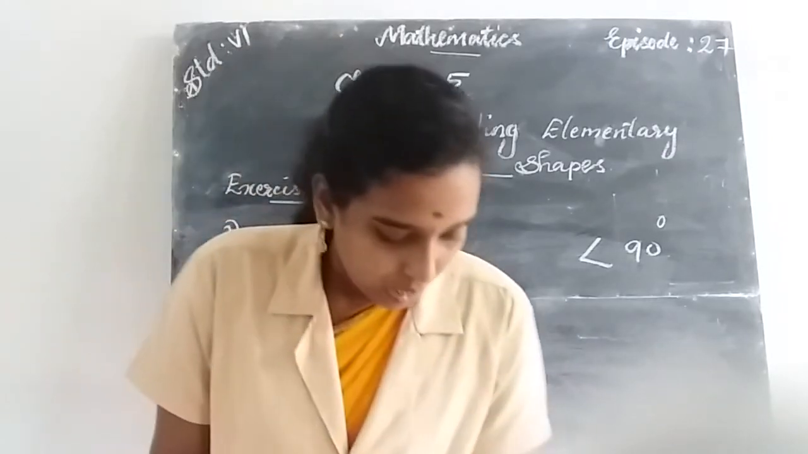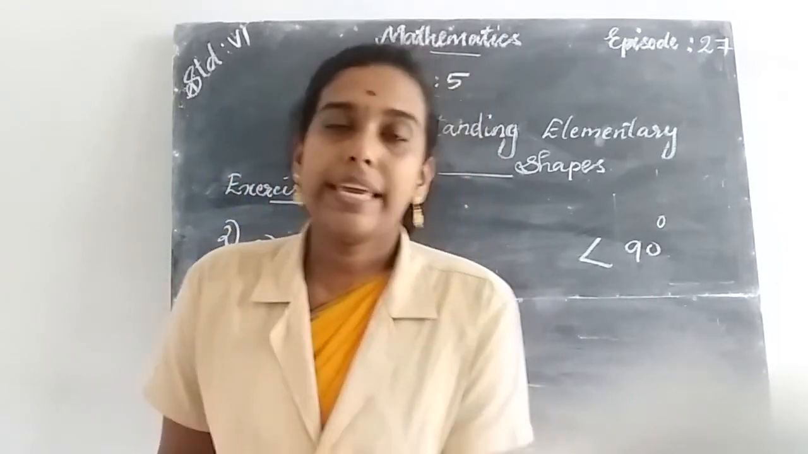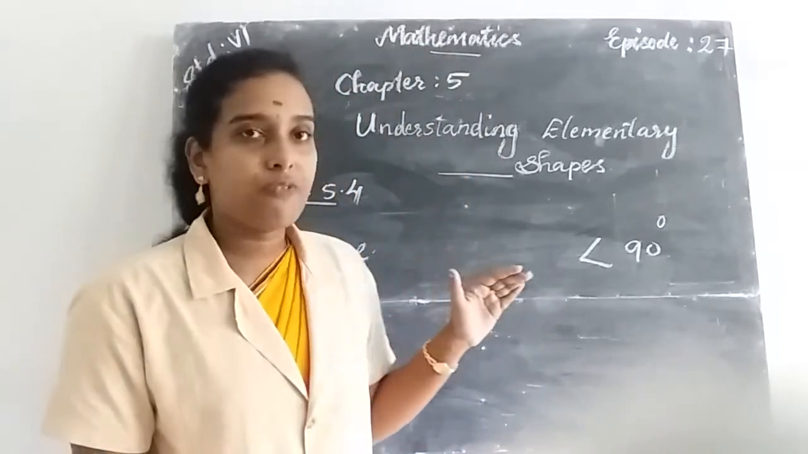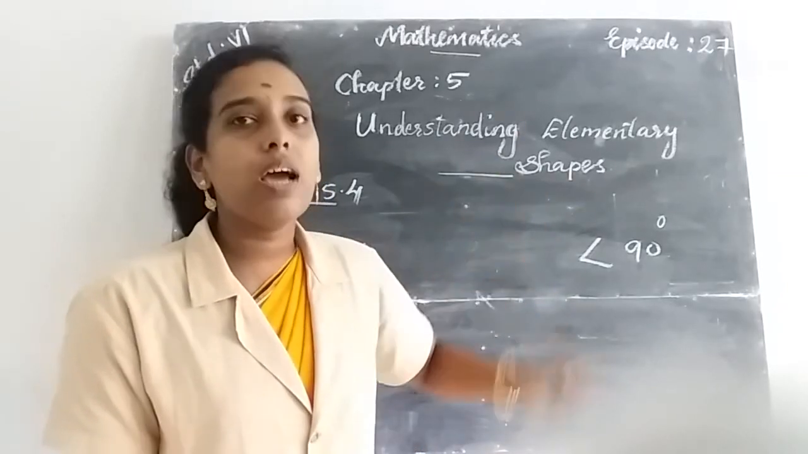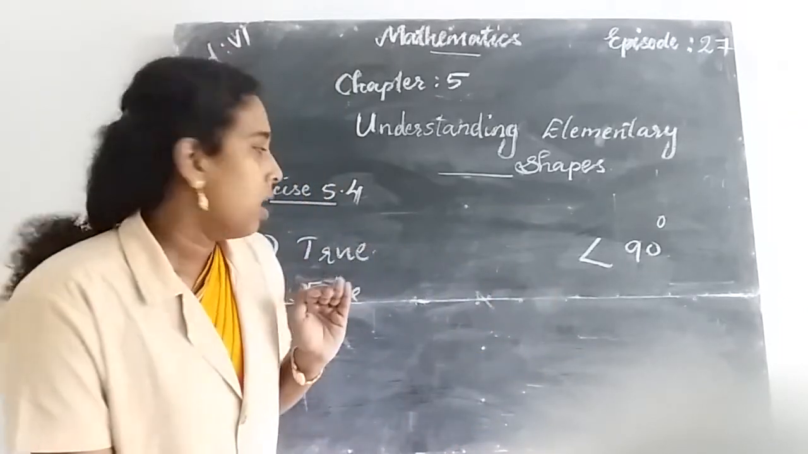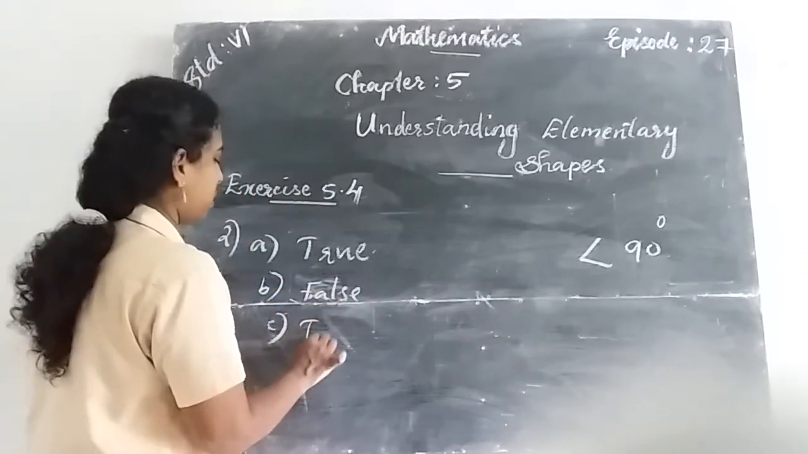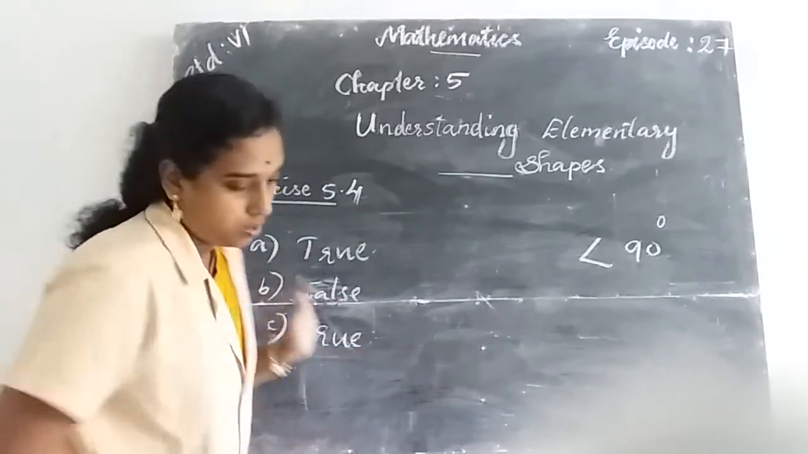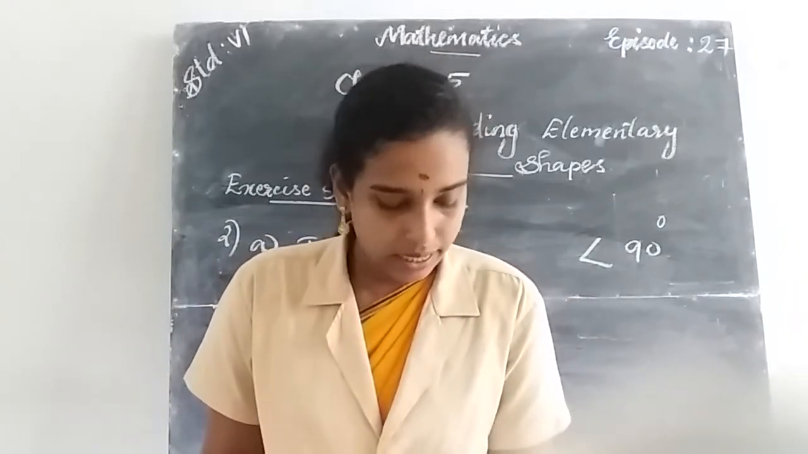Then see, the measure of a reflex angle is greater than 180 degrees. Yes, we also studied reflex angles. A reflex angle means the angle measures more than 180 degrees, or more than a straight line. Then it is said to be a reflex angle. So the statement is true. The measure of a reflex angle is always greater than 180 degrees.